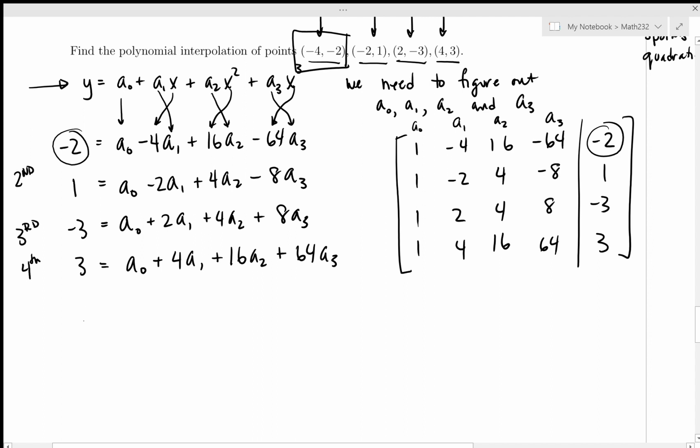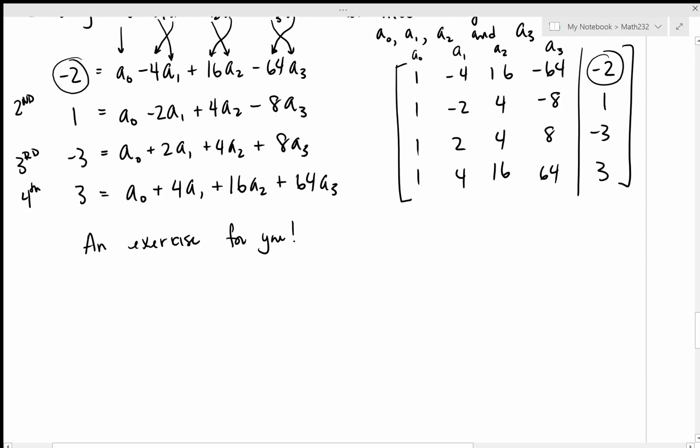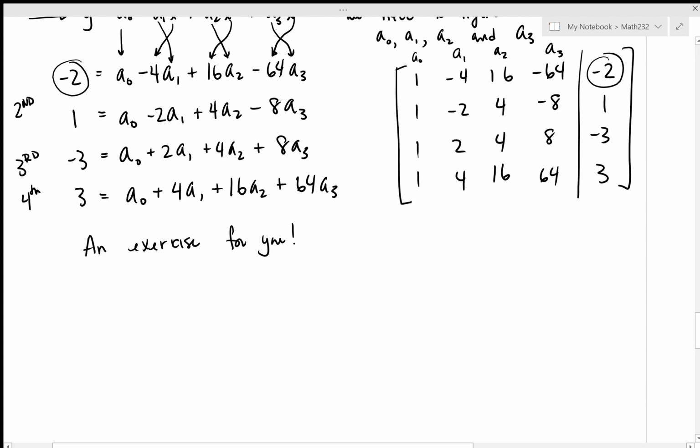It's a bit of a painful exercise, actually, a 4x4 when they don't all turn out to be integers either. So it's an exercise for you. See if you can do that.